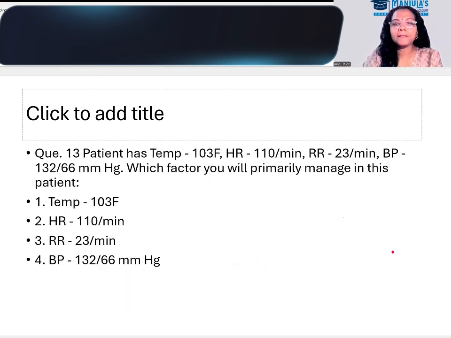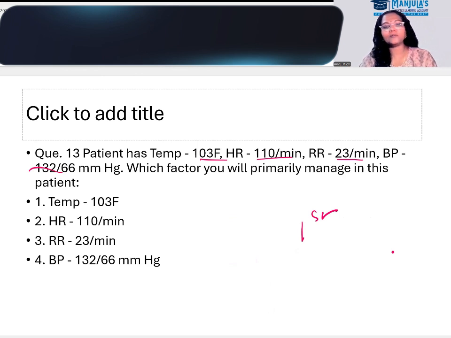Next question. Patient has temperature 103 degrees Fahrenheit, heart rate 110, respiratory rate 23, BP 132 by 66. Which factor would you primarily manage in this patient? So a similar question. So first what you have to manage? Temperature 103, heart rate 110, respiratory rate 23, or BP 132 by 66. Can you guess the answer?